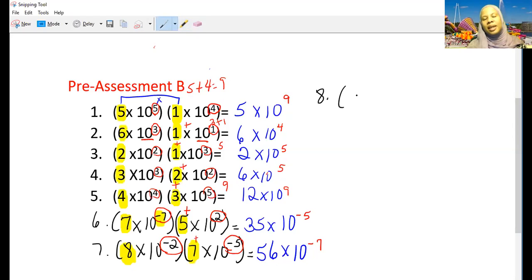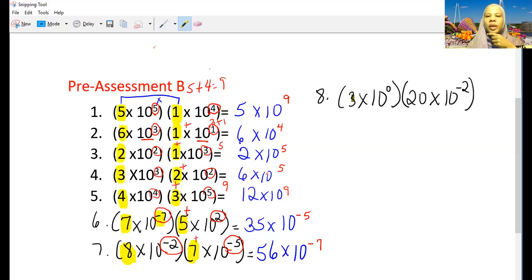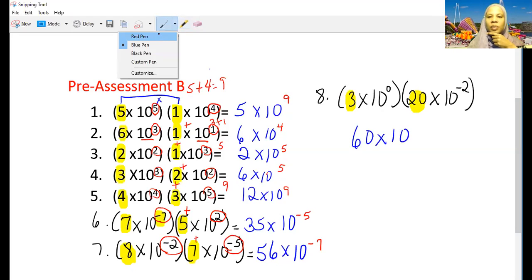Let's say 3 times 10 to the 0 power times the quantity of 20 times 10 to the negative 2 power. Same rules apply. You want to multiply the numbers in front. So what is 3 times 20? That's going to be 60 times 10. And then the exponents that we're going to use is 0 plus negative 2.